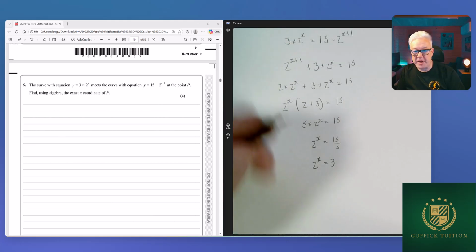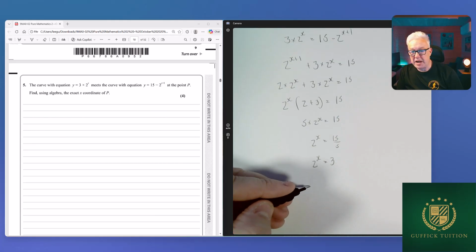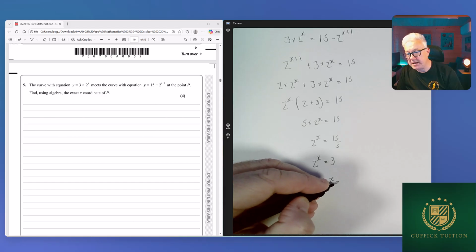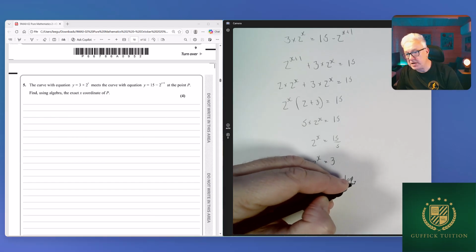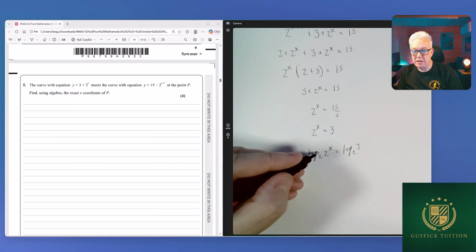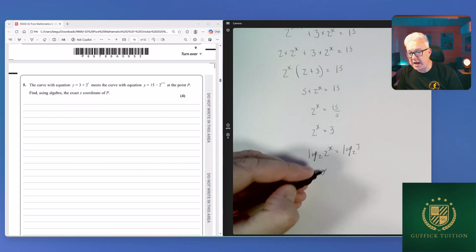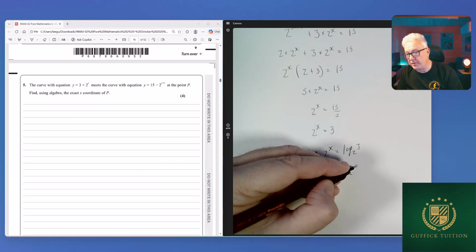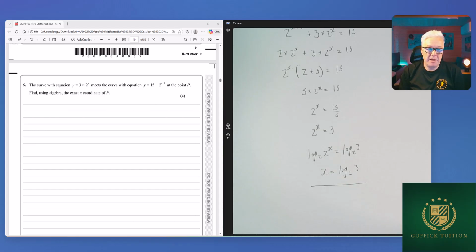So we can take log base 2. We're going to have log to the base 2 of 2^x is equal to log to the base 2 of 3. And log to the base 2 of 2^x is just x. So x is equal to log base 2 of 3. And that is the exact value of the x coordinate using algebra. Very good. That is question 5.